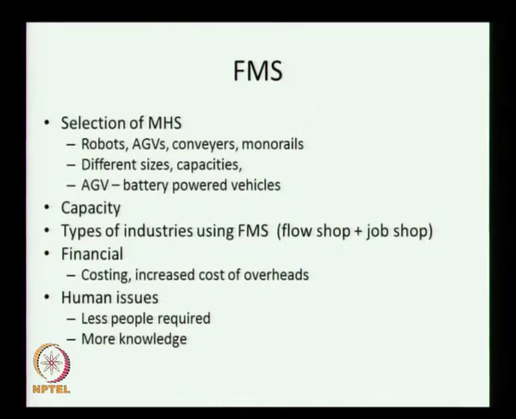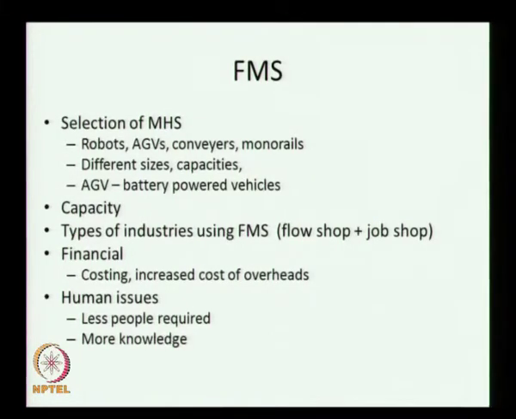Material handling systems in FMS involve robots, AGVs, automated guided vehicles, conveyors, monorails and so on. These are also available in different sizes and different capacities for the FMS to choose from, depending on the size and scale of the FMS. AGVs, or automated guided vehicles, are the ones most commonly used, and they are essentially battery powered vehicles that move on wires that are kept under the floor, and they relate with these wires and the computer through a set of sensors.